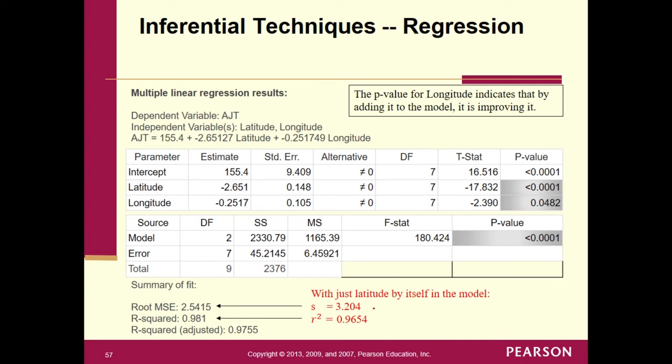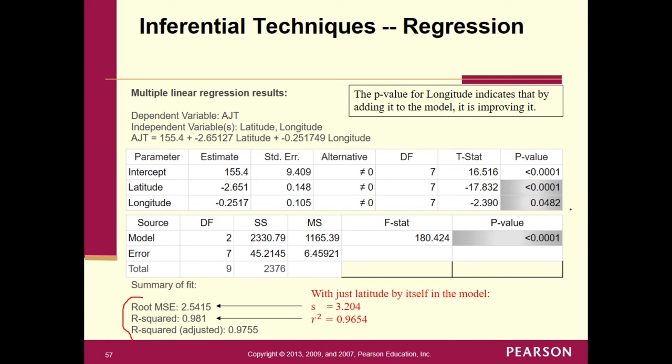So this was the model with just latitude by itself, and this is, over here, with latitude and longitude. What happened to S? S went down. And do we want S to go up or go down? We want it to go down. That's what happened here. That's a good thing. And then R squared went from 0.9654 up to 0.981.